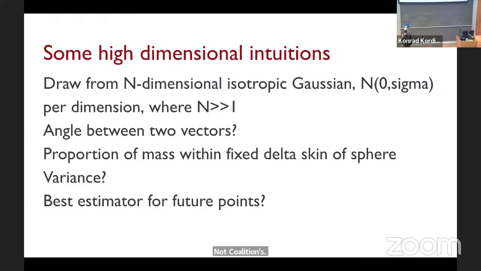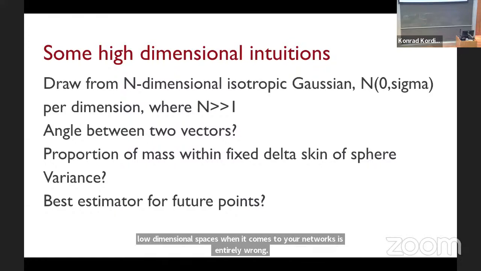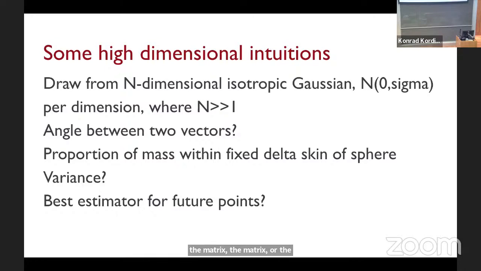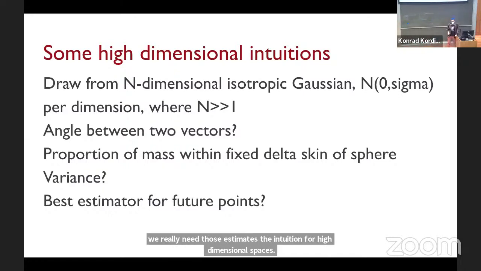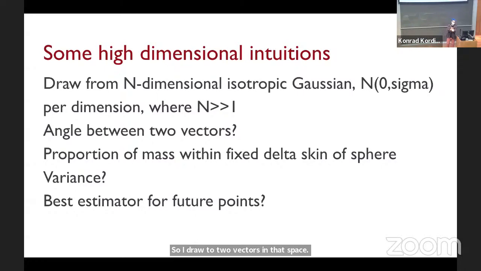And n is big. Now, the reason why I talk about it is the number of weights in your neural network is large. All the intuitions that you have from low dimensional spaces when it comes to neural networks are entirely wrong. The vectors are often large. The weight matrix or the weight vector is definitely large. So we really need those estimates, the intuition for high dimensional spaces there. So I draw two vectors in that space. What's the distribution of angles between them?